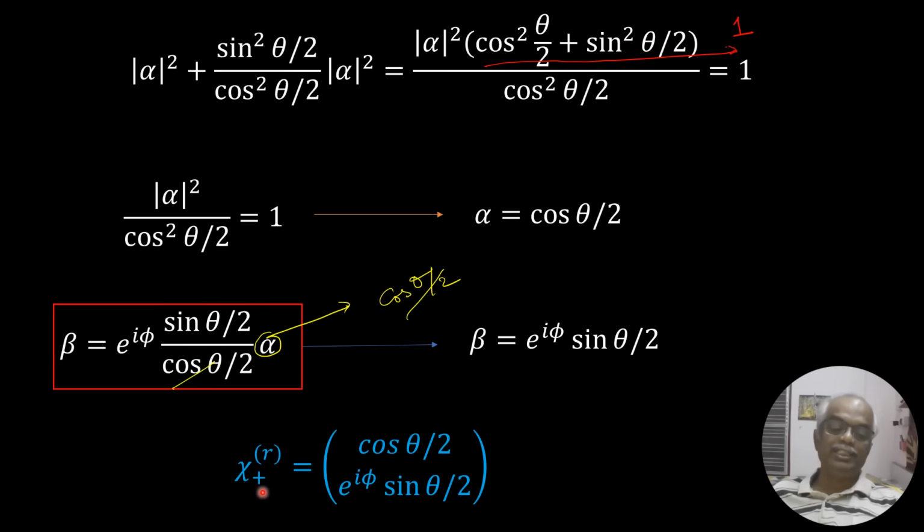So now what is the normalized spinor matrix? That is chi sub plus in any random arbitrary direction r, equal to alpha over beta. Here alpha is cos theta by 2 and beta is equal to e power i pi sin theta over 2. Then we have to see for spinor down, that is chi minus. Then we will see it now.